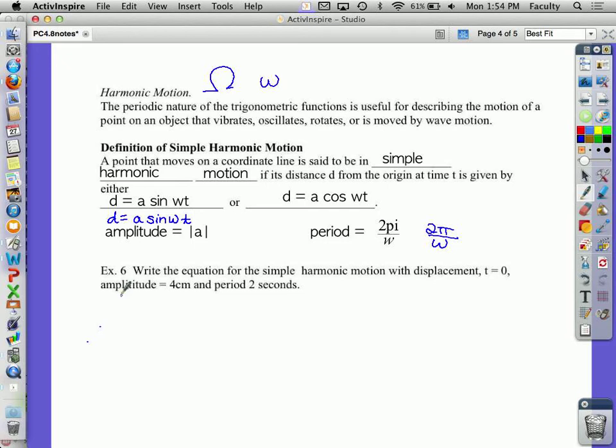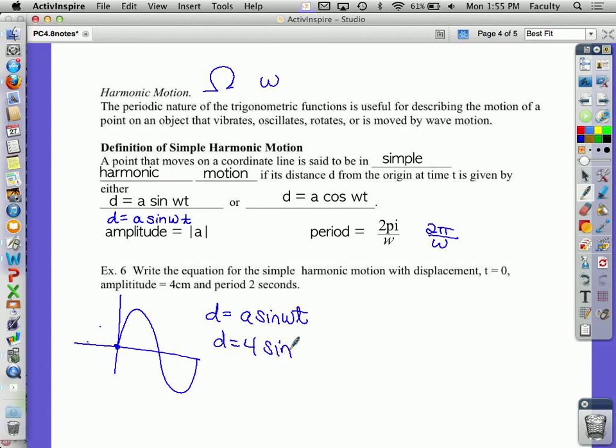All right, so if displacement is 0 at t equals 0, and you're trying to decide between, and usually we use, sine over cosine, but because the displacement is 0 and you're not up or down there, we're going to use the sine curve, okay? So we'll use d equals A sine omega t. Now the amplitude is A, so we know A is 4.